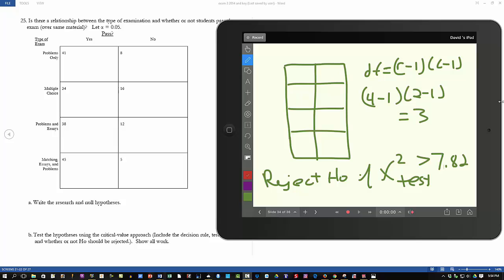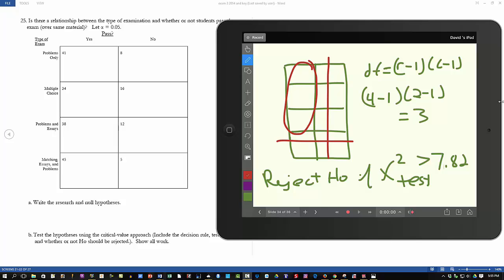By the way, you could also just mark through one row and mark through one column, and then there's 3 cells left. That is the degrees of freedom. So we're going to reject H0 if the chi-square test is greater than 7.82.